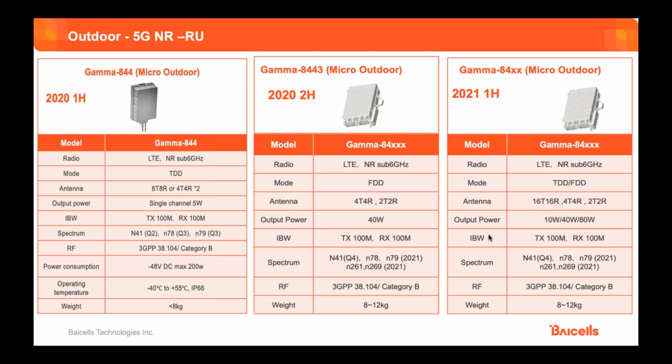Some of the outdoor radios that we have for 5G, it's 844, Gamma 844. This will handle, it's all dual mode, so LTE and the sub 6 gigahertz of 5G. The radios, with increasing the number of transmitters and receivers to go into massive MIMO, so you'll see more antennas on these outdoor radios.